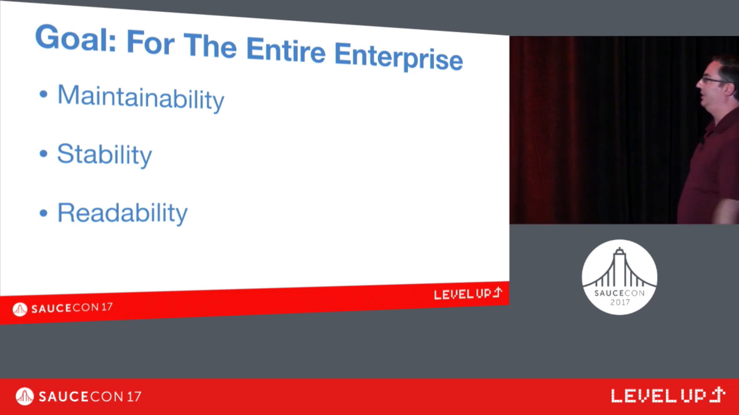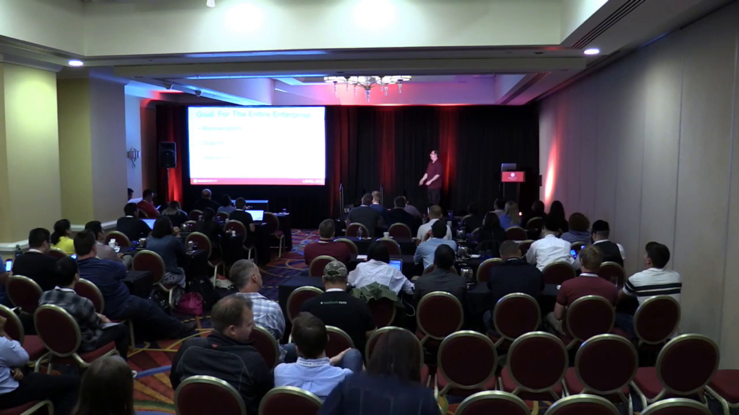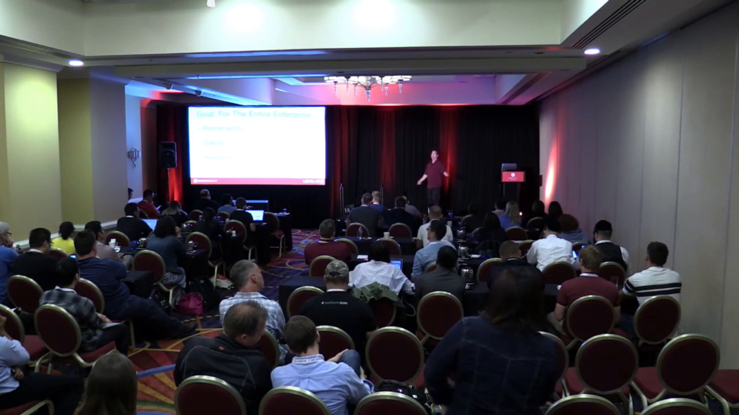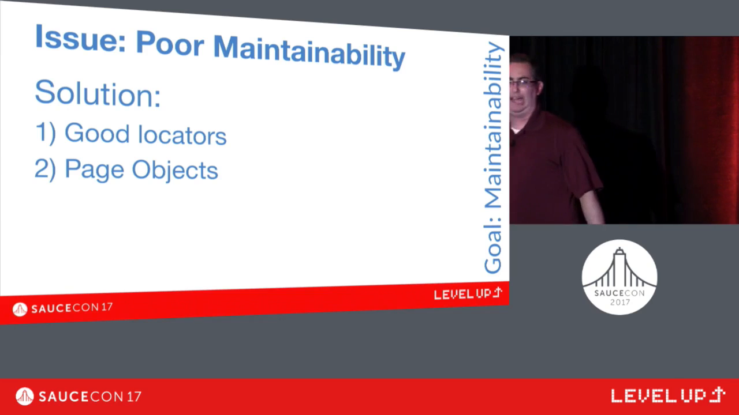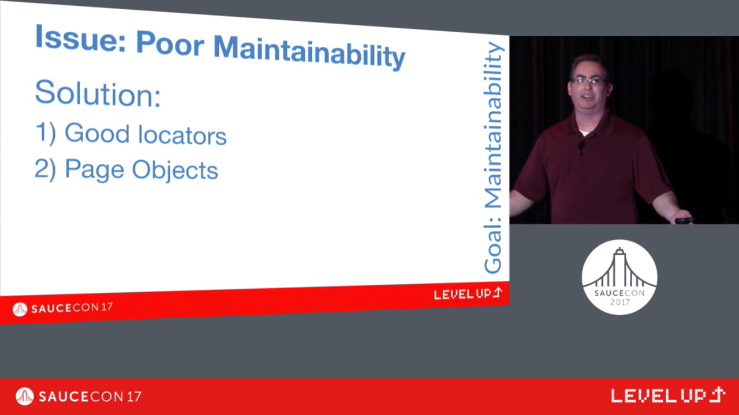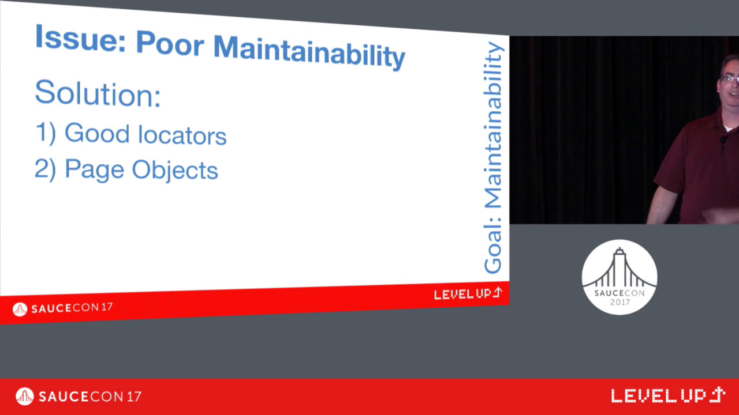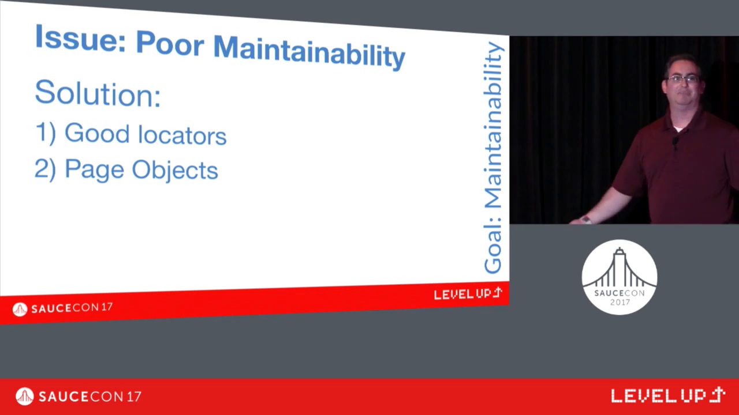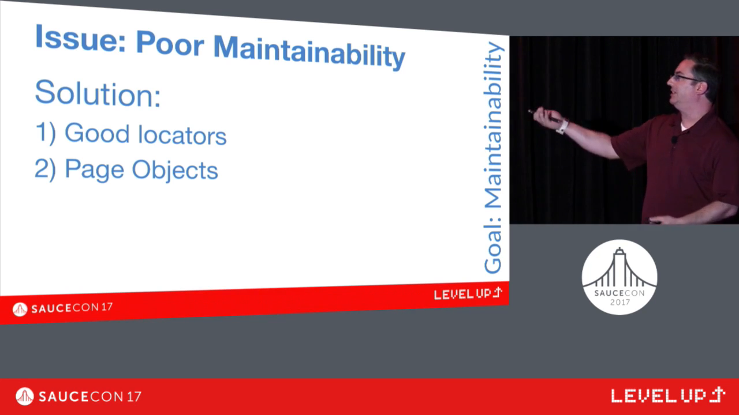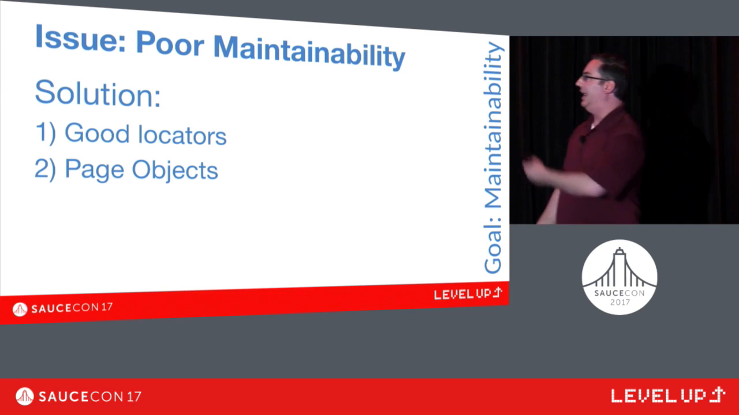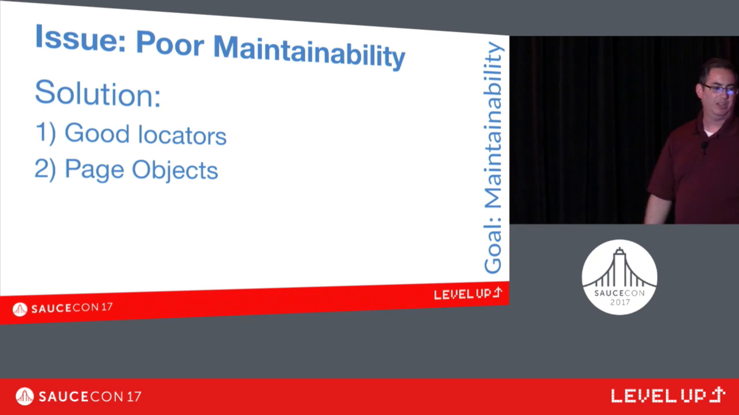So maintainability, stability, readability. Stability is where we're going to focus most of our time, but since all of these things kind of build upon each other, we're going to go through them one at a time. We'll start with maintainability. Hopefully no surprises here, right? The solution to maintainable Selenium code: use good locators, use PageObjects. These things have been around basically since Selenium started. But again, because everything kind of builds upon each other, I just wanted to go through really quick, within a minute or two, on a couple of slides.